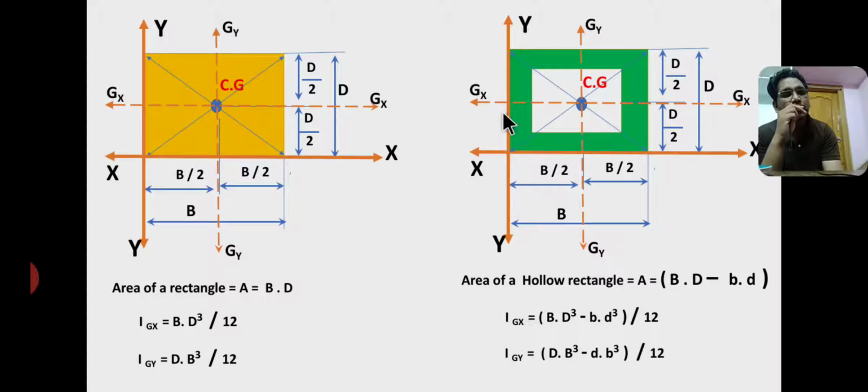Now the moment of inertia about the centroidal axes IGX, IGY are the same. First of all, you have to note down the inertia of the solid section, that means the outer rectangle, B D cube by 12, and you have to subtract the value of the hollow section from the solid section. Therefore, I have written a negative sign here. Negative sign refers to hollow sections.